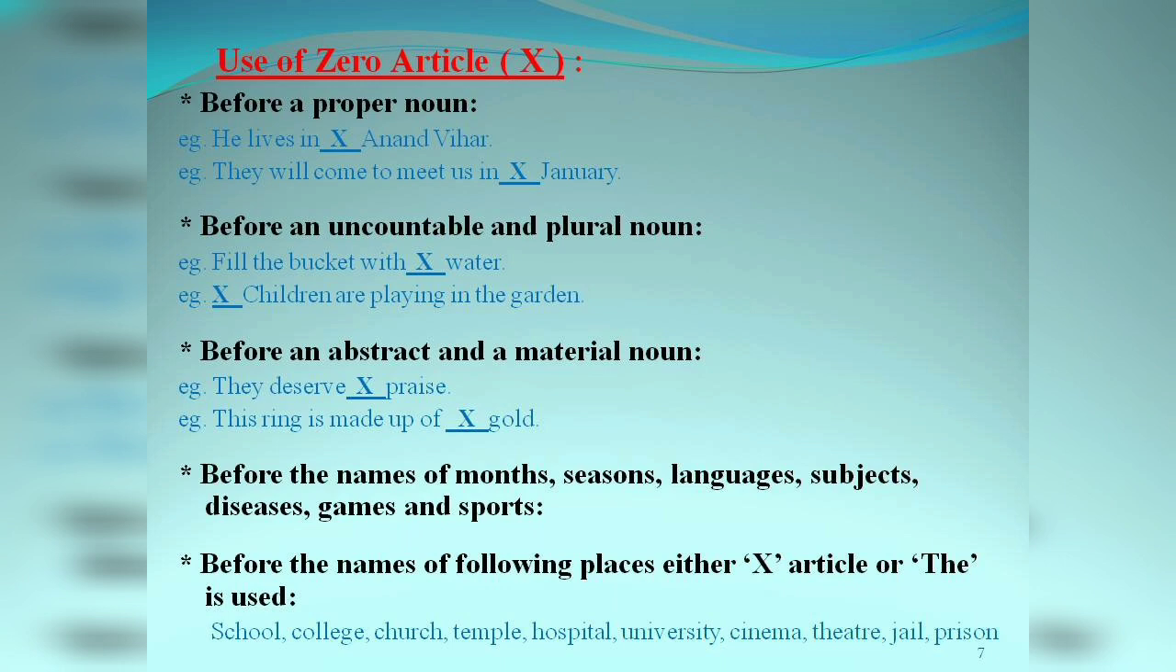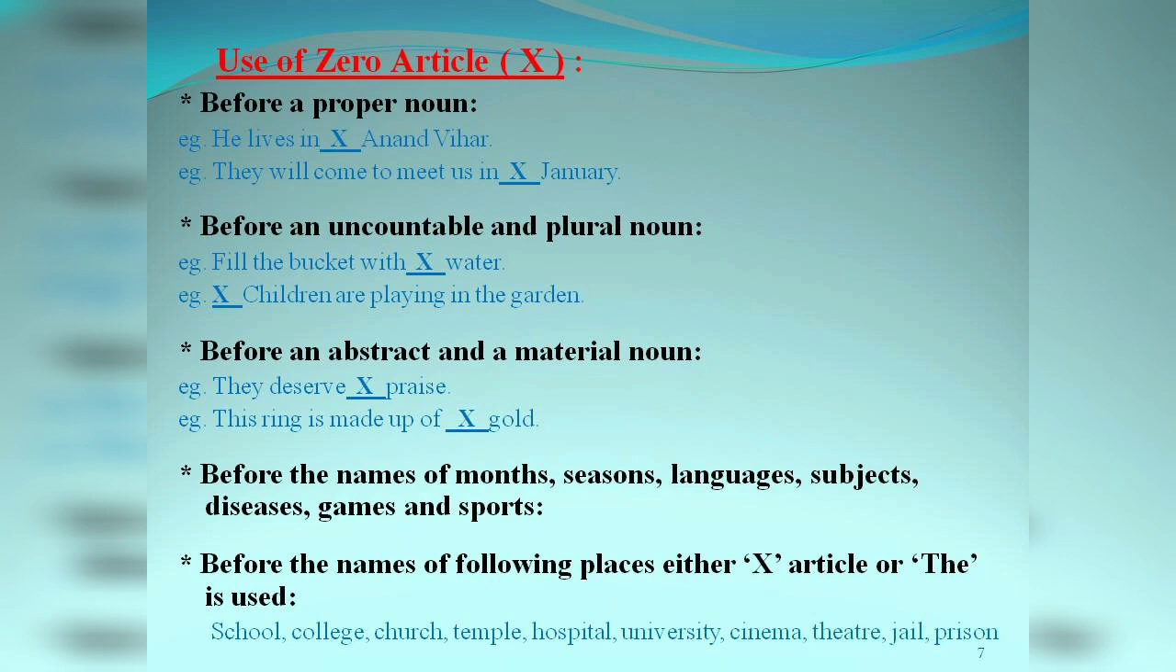Next rule says before an abstract and material noun. Abstract means any feeling or idea, the things which we can only feel, that we can't see and touch. So before abstract things, we don't use any article. Like, they deserve dash praise. Okay, so no requirement of using any article.